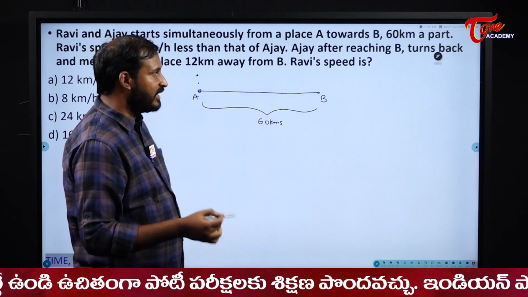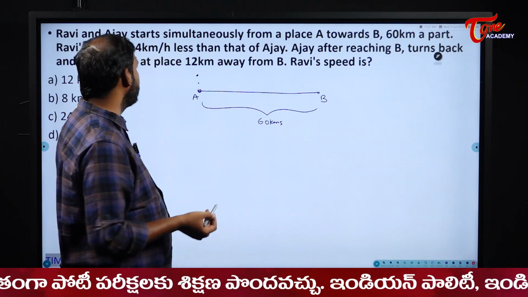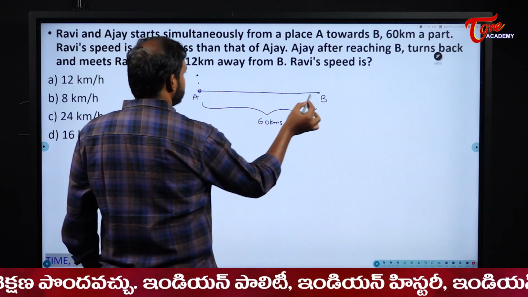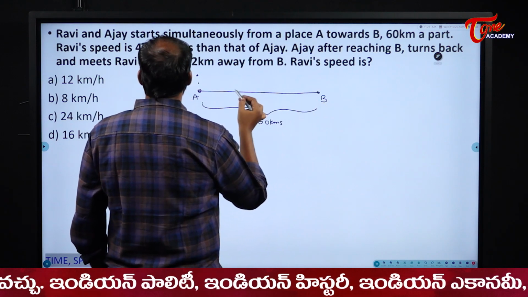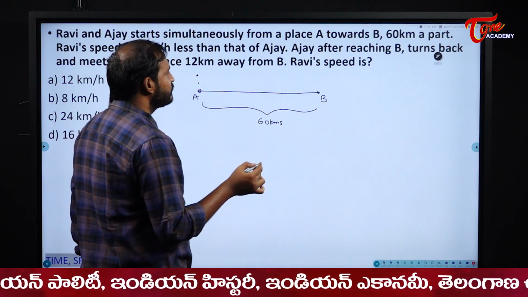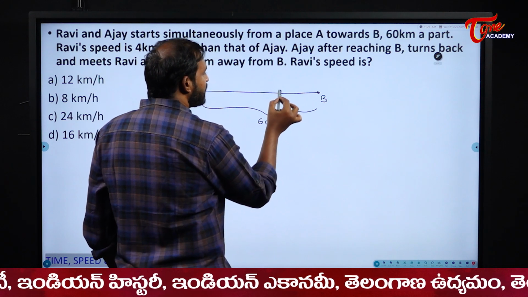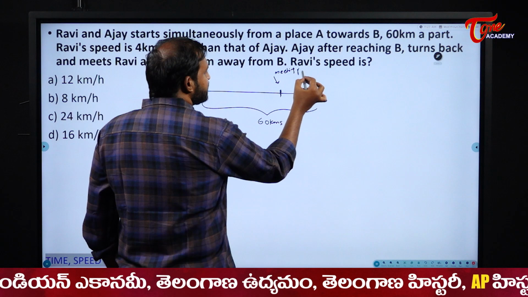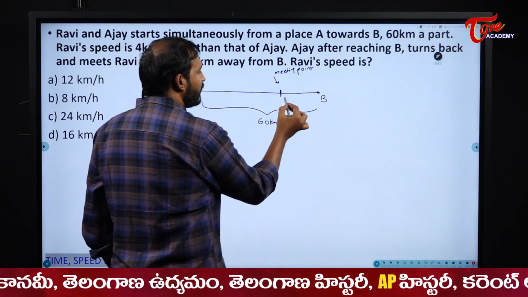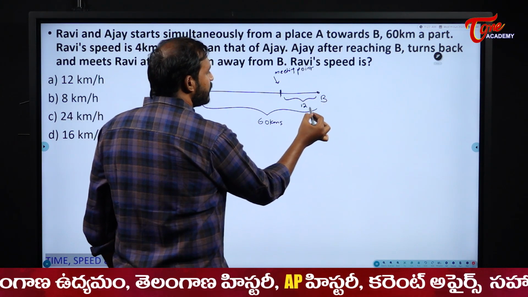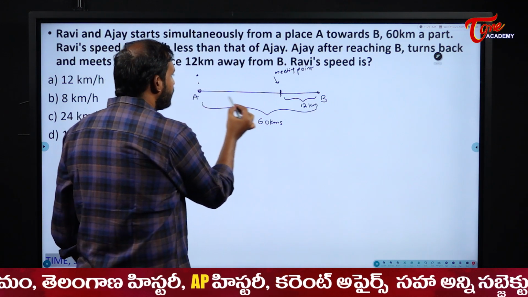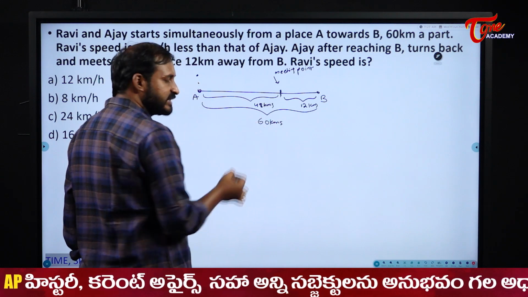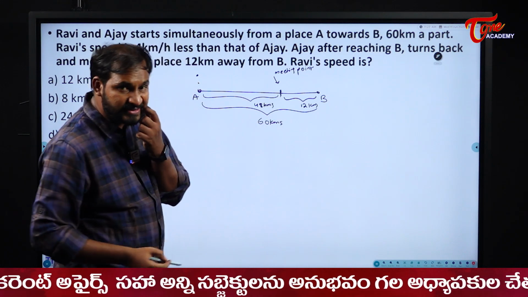Ajay after reaching B turns back and meets Ravi. See, similar to our last case only. But here they mentioned the distance. After reaching B he turns back and meets Ravi at a place 12 kilometers away from B. Assume this is the meeting point. What is the distance they gave for us? 12 kilometers. So tell me what will be this distance? 48 kilometers, right? Why? Because total it is 60, 60 minus 12 becomes 48.